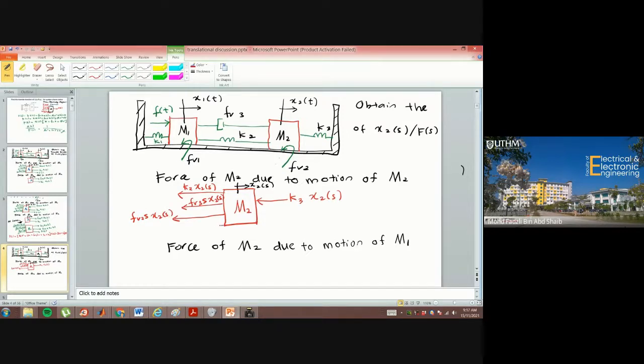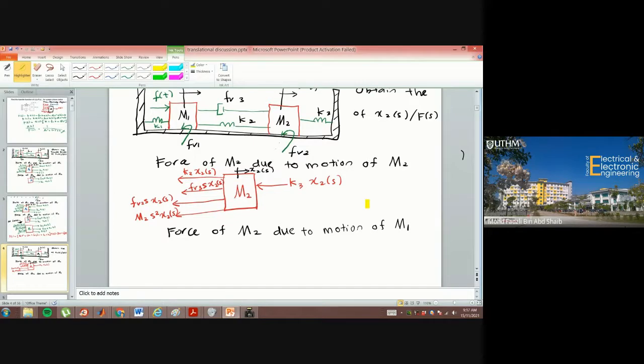Finally, we have M2, M2 S square, X2S. So in total we have 1, 2, 3, 4, 5 forces. K3 times X2S, K2 times X2S, FV3 S times X2S, FV2 S times X2S, M2 S square X2S.